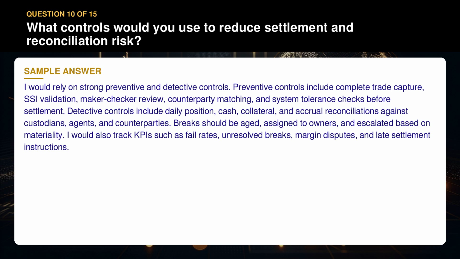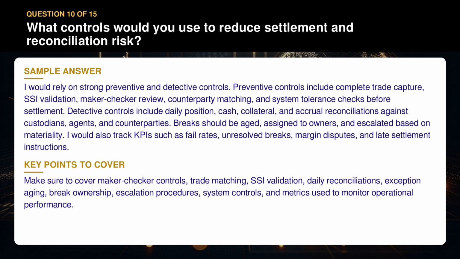Breaks should be aged, assigned to owners, and escalated based on materiality. I would also track KPIs such as fail rates, unresolved breaks, margin disputes, and late settlement instructions. Make sure to cover maker-checker controls, trade matching, SSI validation, daily reconciliations, exception aging, break ownership, escalation procedures, system controls, and metrics used to monitor operational performance.